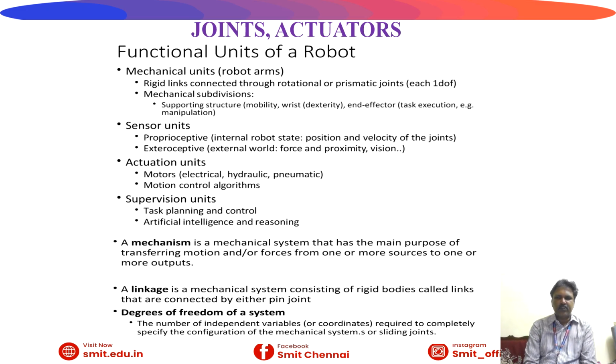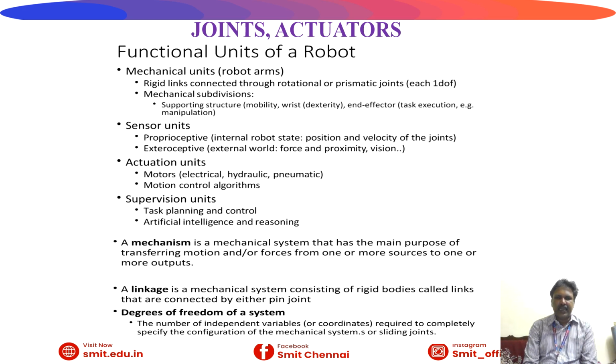A mechanism is a mechanical system that has the main purpose of transferring motion or forces from one or more sources to one or more outputs. So transferring motion from one source to another is called a mechanism. It is converted from one source to another as an output. In a robot, the output is obtained at the end effector, where the mechanism finally gives the final motion.